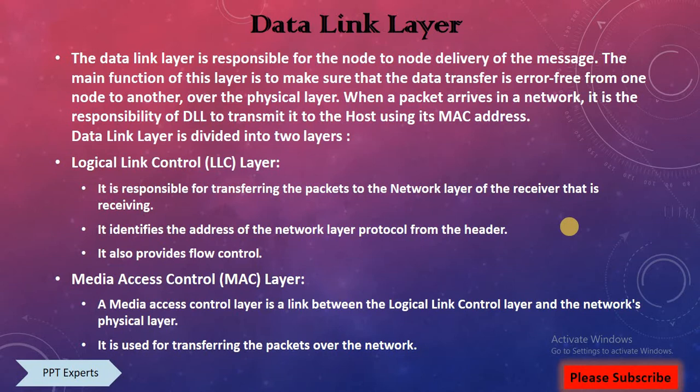Data link layer is further divided into two layers. First is the logical link layer. The logical link layer is responsible for transferring the packets to the network layer of the receiver that is receiving. It provides the address of the network layer protocol from the header. It also provides flow control. The second layer is the media access layer. The media access layer is a link between the logical link control layer and the network physical layer. It is used for transferring the packets over the network.